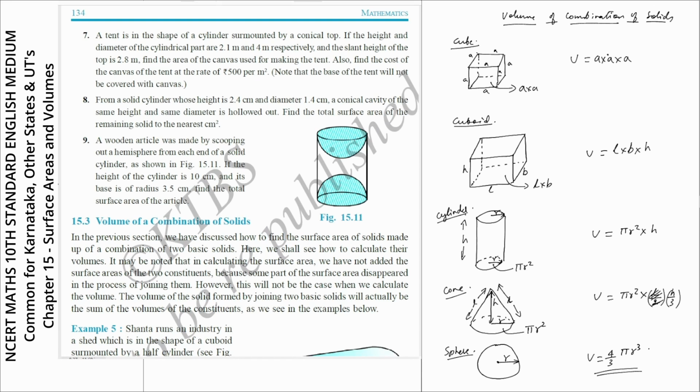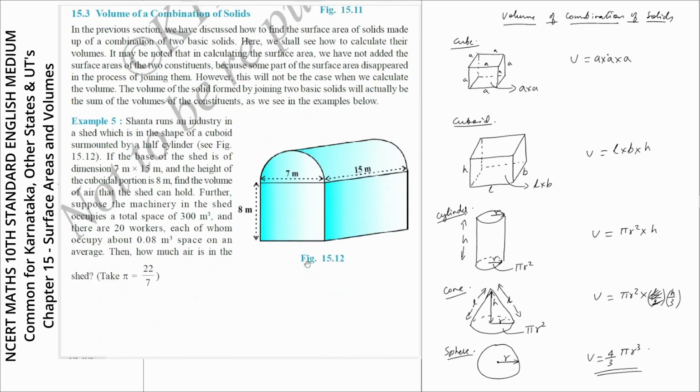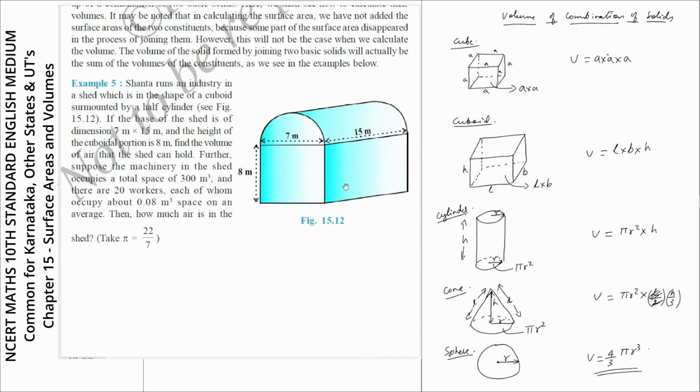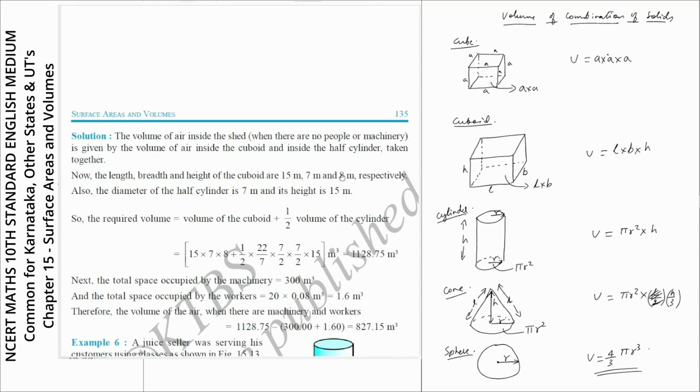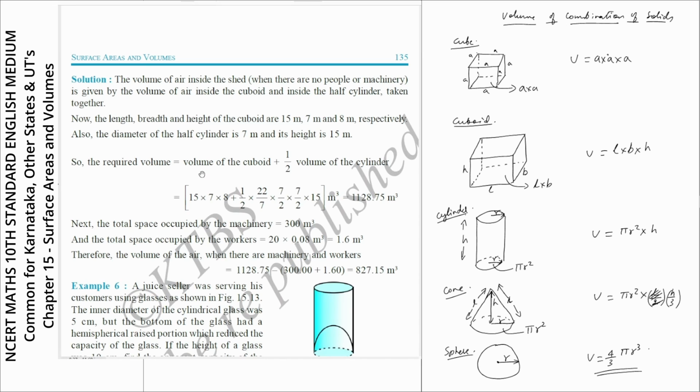Let us see what is there in the textbook. In the textbook you can find some simple worked examples. For example, what is the volume of this solid here? This is made up of two parts. One is a cuboid at the bottom, and another is half of a cylinder at the top. The total volume will be the volume of this cuboid plus the volume of this half cylinder.